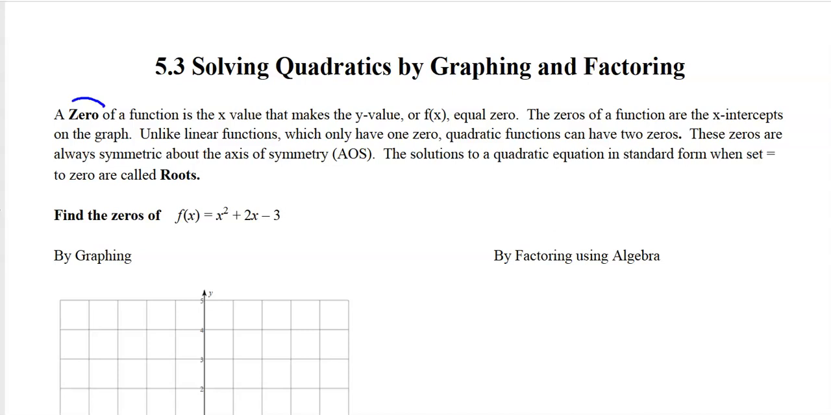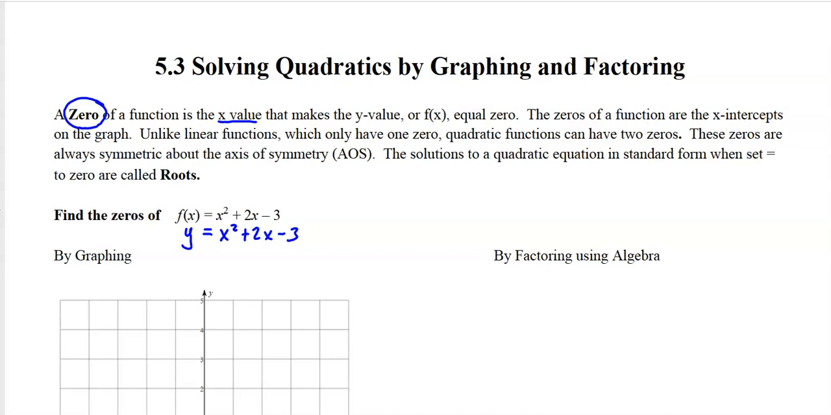So we have a couple vocab words here in the beginning. A zero of a function is the x value that makes the y value, or f of x, equal to 0. So remember, any equation, when it says f of x, it really could be looked at as just y. The zeros of a function are the x-intercepts on the graph. Unlike linear functions, which only have one zero or one x-intercept, quadratics can have two. They actually can have 0, 1, or 2. And then we get into real zeros and imaginary zeros and stuff like that.